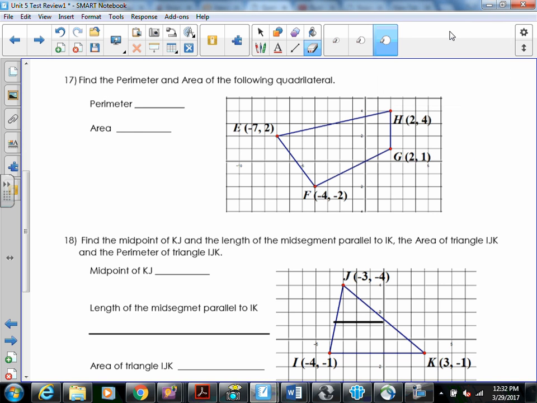Okay, so we're going to do number 17. Number 17 is asking us to find the perimeter and the area for the quadrilateral. So I taught you a couple different ways you can do it. To find the area, you can count the squares. However, a much more accurate way of finding the area here would be to draw the rectangle around the entire quadrilateral, then find the area for it.